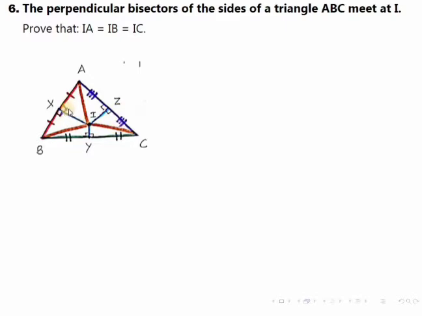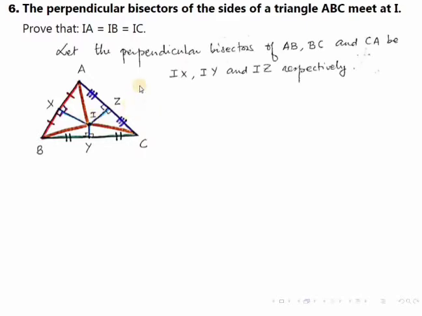Remember, they are perpendicular also. Perpendicular bisector means they are perpendicular also, right? So this is the required diagram for us. If you look at these three perpendicular bisectors, all of them meet at this point, and we call this point I. So what we need to prove here is the same thing that I have written.